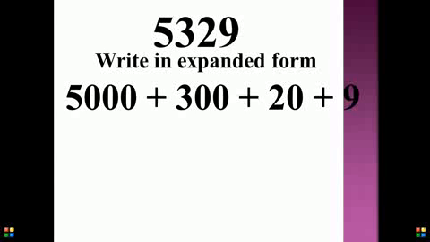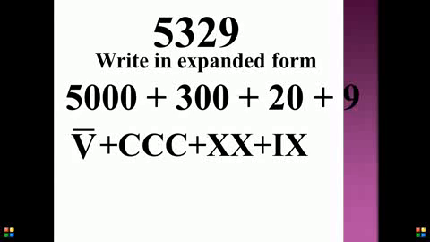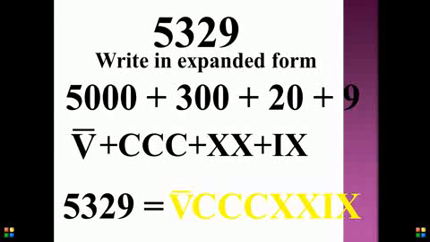Let's move to the next example we have here, which is 5329. I'll leave you to do it, this time around I'll give you just 5 seconds. Now let's see the answer. 5,329 equals V bar CCC XX IX. You remember that V bar stands for 5,000, and that gives us the answer. Thank you for doing well, and well done.